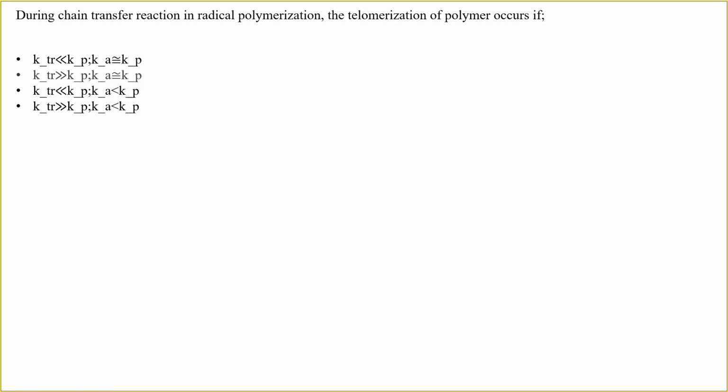During chain transfer reaction and radical polymerization, the telomerization of polymer occurs. First of all, we need to understand the different terms being used here: chain transfer reaction, radical polymerization, and telomerization. Chain transfer, we know what it is. Chain transfer occurs when the activity of one chain is given to the other chain. The active center of one chain is given to the other chain to stop the propagation of the first chain.